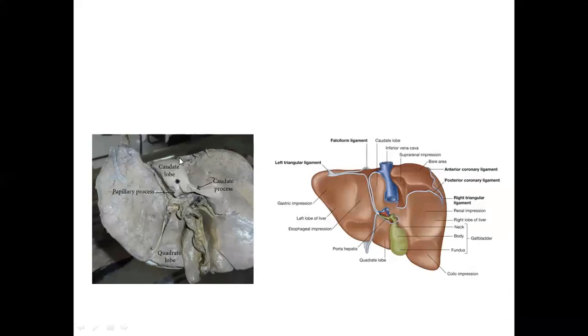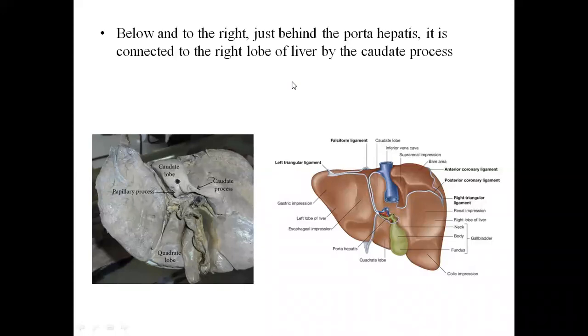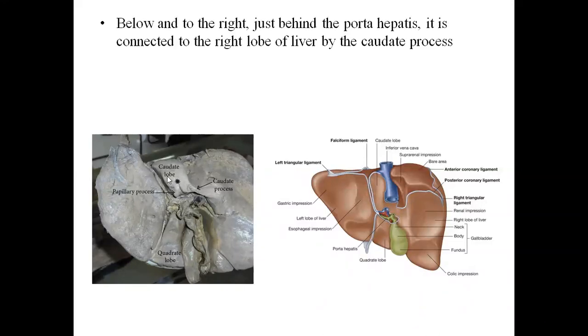Caudate lobe can be seen here in this real liver. Below and to the right, just behind the porta hepatis, it is connected to the right lobe of the liver by caudate process. So the caudate lobe below, towards the right, is connected to the right lobe through a process called caudate process. Caudate process is this one. Here it is very evident.